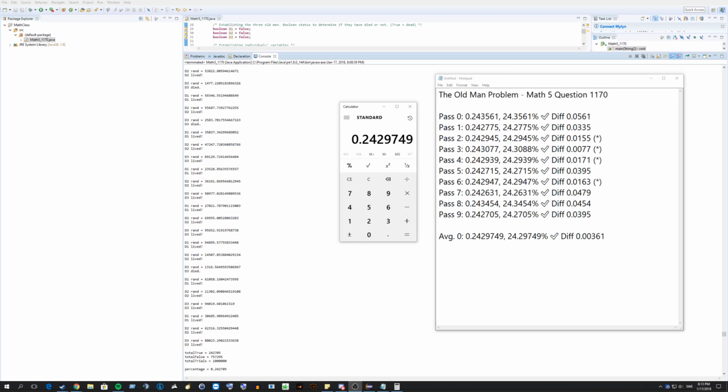All right. So all of the passes have finished. I've done 10 passes of a million tries of each individual test of 3 old men with a 10% chance of dying each. The averages have come out at 24.29749% with a differential of 0.00361. So that even falls under two standard deviations, avvikelser, they call it in Swedish. So yeah, confirmed.